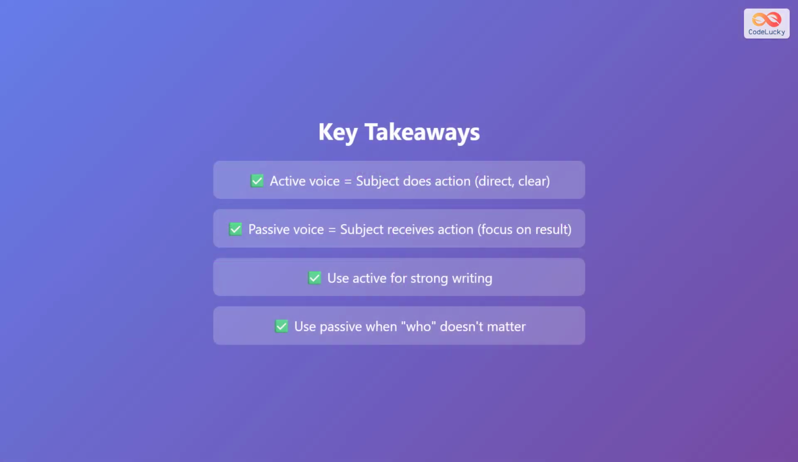Here are the key points to remember. Active voice means subject does the action and sounds direct and clear. Passive voice means subject receives the action and focuses on the result. Use active voice for strong writing. Use passive voice when who did the action does not matter.